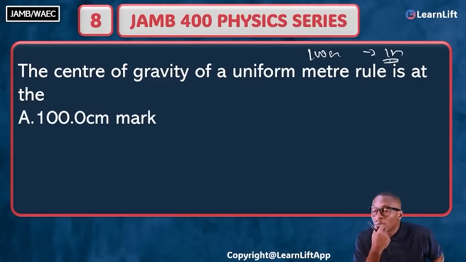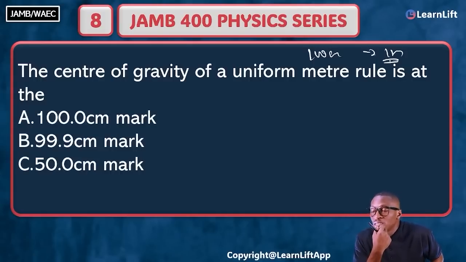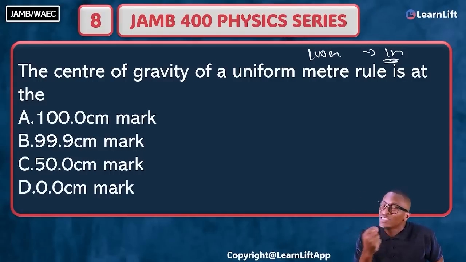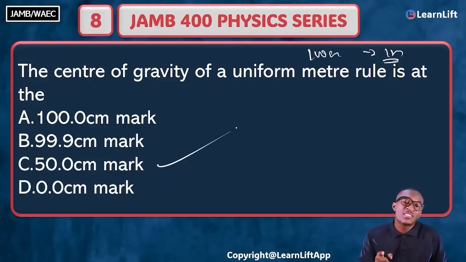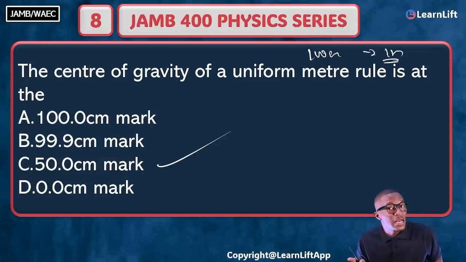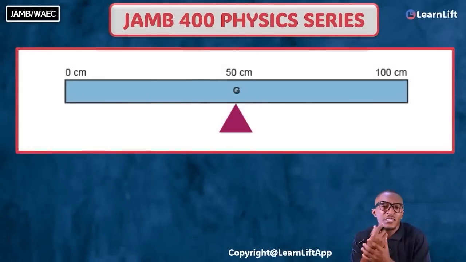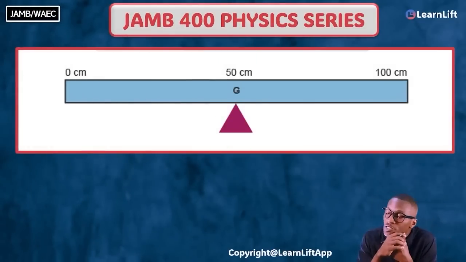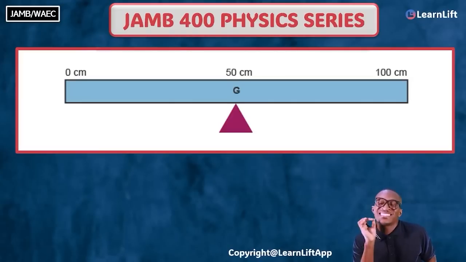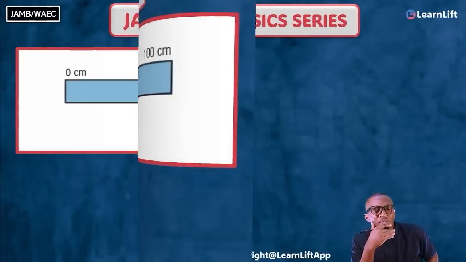Let me show you the options. Option A says 100 mark, B says 99.9, C says 50 centimeter mark, D says 0. Of course, the center is the 50 centimeter mark. 50 in centimeter, 0.5 in meter, making option C the answer. Look at the diagram. You can see the center mark. That's 50. From 0 to 50, from 50 to 100. That's a standard meter rule. Are you with me, everybody?